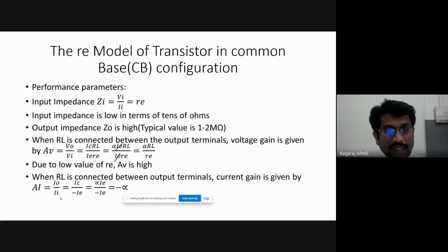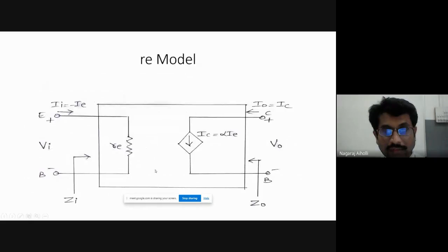Then RL is connected between output terminals. We know that RL is connected between collector and base in the output section. What about the current gain? Current gain is the ratio of the output current to input current. Just look back to the circuit here. Output current is IC, but the input current, the current entering the circuit, is minus IE.